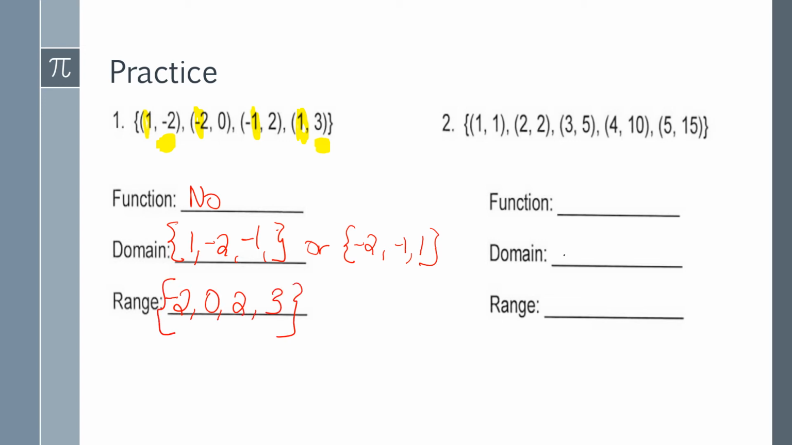Okay? So I want you to pause the video, try problem number 2, and then come back and see the answer. All right, so in problem number 2, we see that the x values do not repeat because we have 1, 2, 3, 4, 5. So yes, it is a function. The domain is going to simply be the x values. So we have 1, 2, 3, 4, and 5. The range is simply the y values, 1, 2, 5, 10, 15. Okay, so let's do another problem.